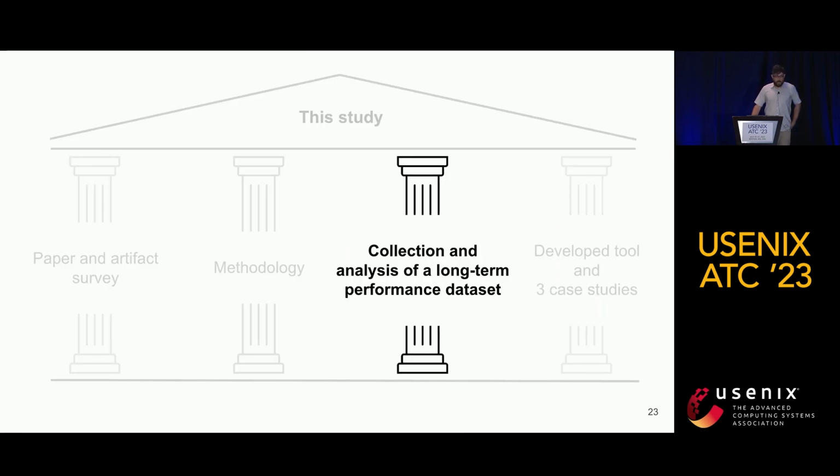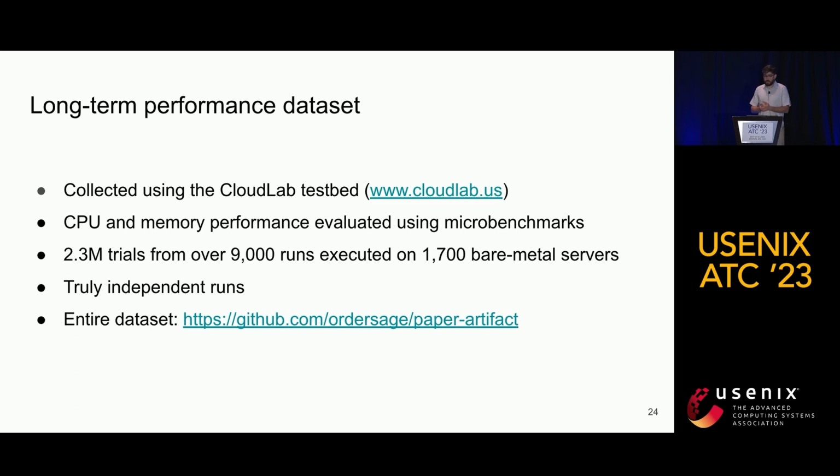All right, with that methodology, I'm just going to dive into the analysis of this long-term data set that we collected. Very briefly, how it was collected. We used the CloudLab testbed to collect a large volume of results, over 2 million trials coming from 9,000 runs. What's important here is that we used micro-benchmarks to assess memory performance and CPU performance, and these were truly independent runs. Each run started after a fresh reboot. So that's as best as we can do to gather this kind of data set with independent runs.